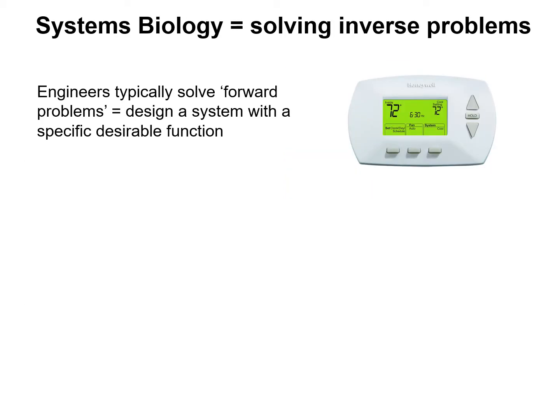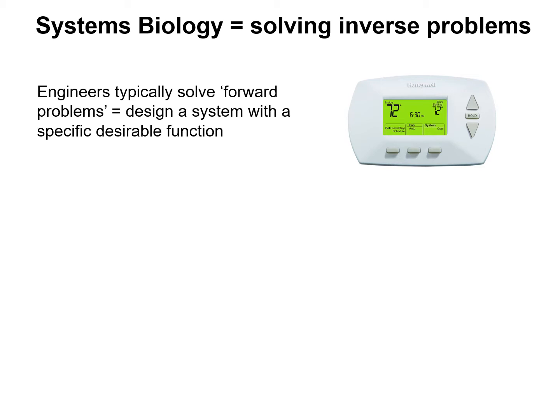So therefore, as you may have realized, systems biology is like solving an inverse problem. Now, engineers typically solve a forward problem. What is a forward problem? It is that you are given a specific objective to achieve, and then you have to come up with a network design, a system design, which will achieve that particular objective.